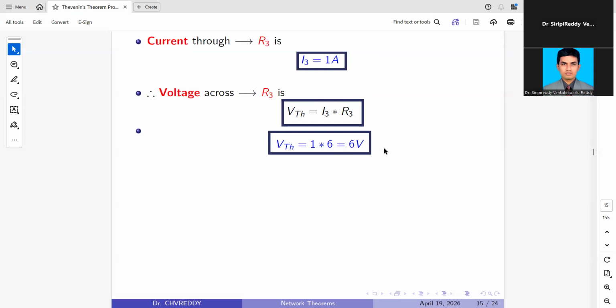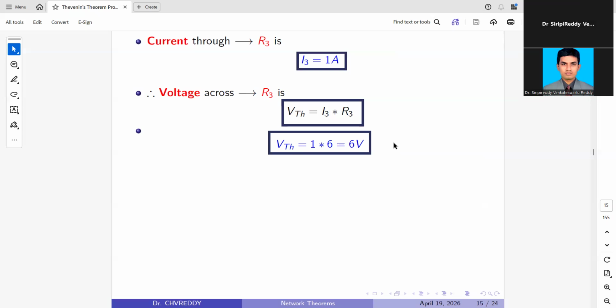So this is the Thevenin voltage. The voltage across the R3 is the Thevenin voltage. What is the Thevenin voltage here? VTH equal to 6 volts. So what have we done so far? First we removed the load resistance. In the second step, we identified the Thevenin voltage.